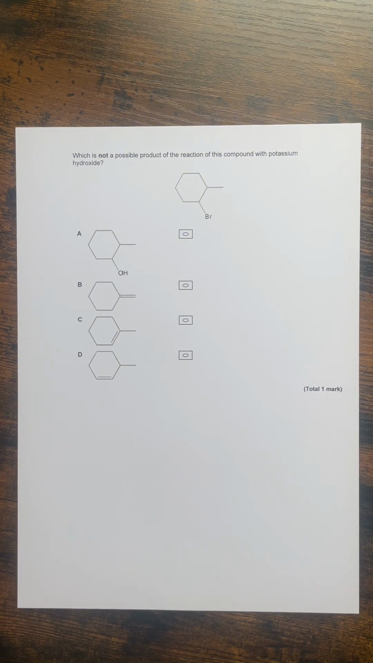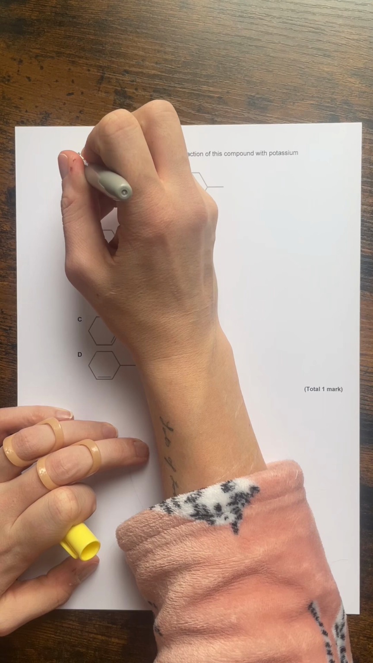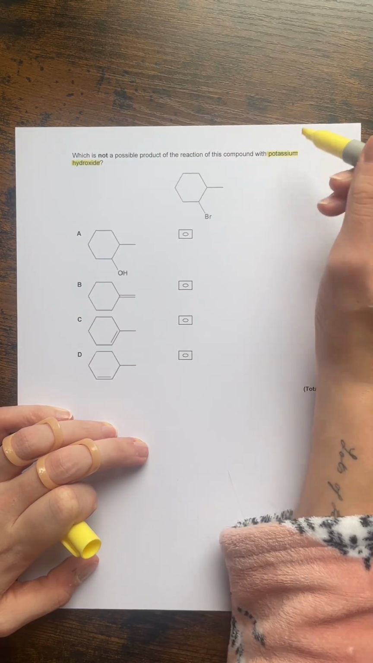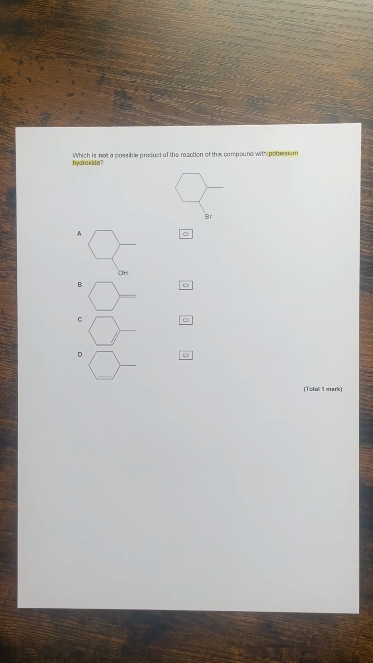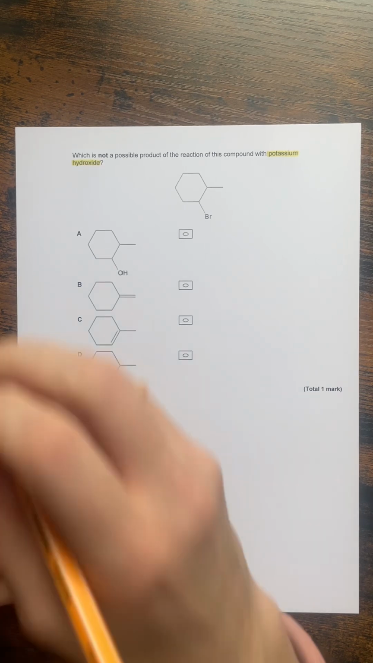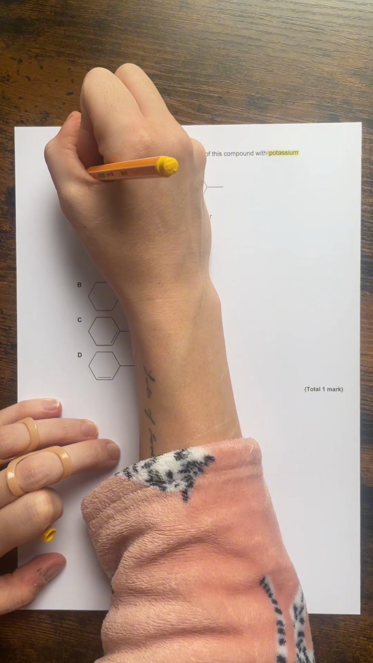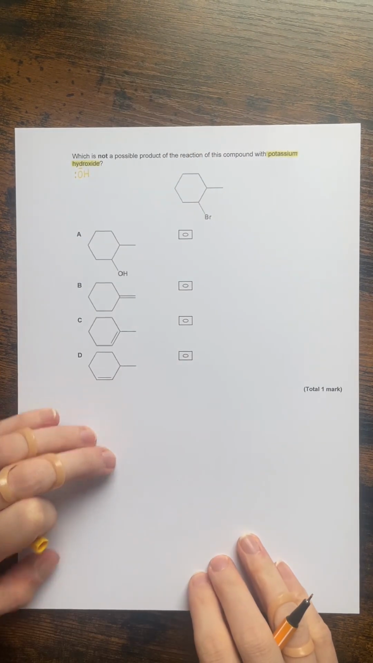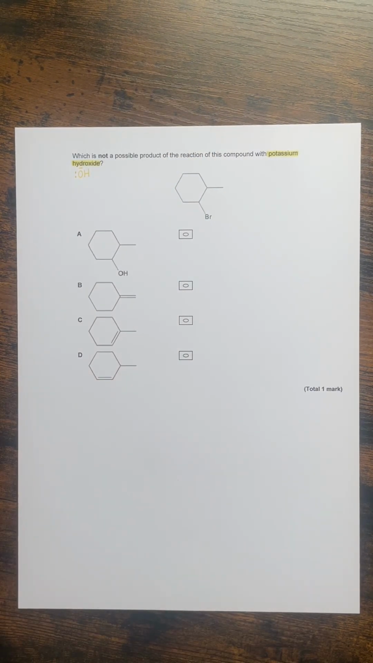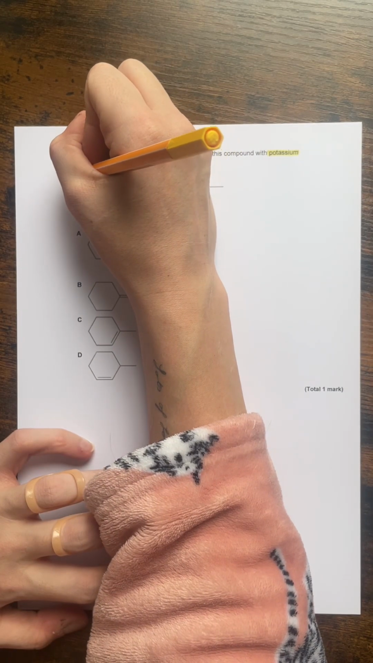Now, in this particular question, we are focusing on potassium hydroxide. So we are thinking specifically about hydroxide ions here. We're not going to be thinking about ammonia as a nucleophile. We're not thinking about the cyanide ion as a nucleophile. We're thinking about OH minus ions and what they can act as. One of those is a nucleophile, but it can also act as a base, and that's why we can get both an alcohol product here and also some alkene products.